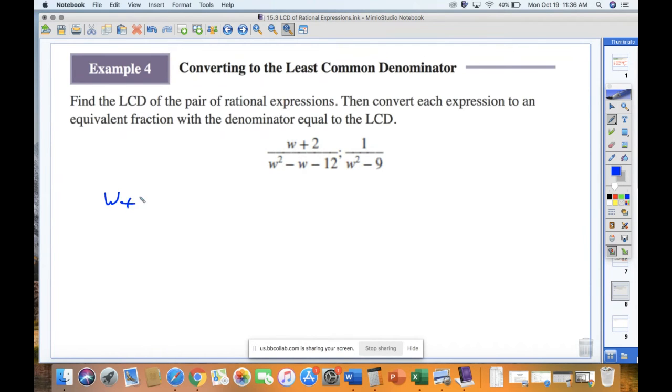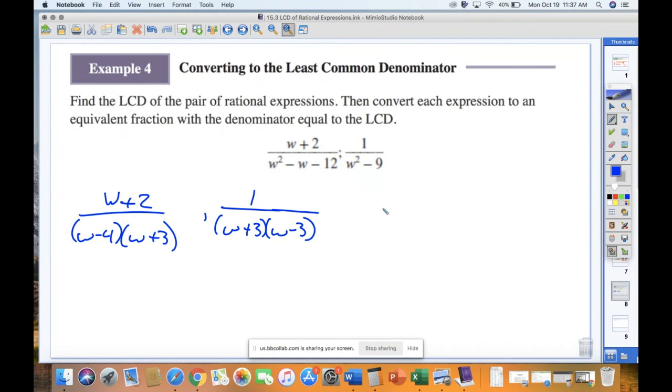So I'm going to rewrite my fractions factored. W plus 2, and this w squared minus w minus 12 is going to be, let's see, w minus 4, w plus 3. My other fraction is 1 over w squared minus 9. That is a difference of squares because it's w squared minus 3 squared. 9 is 3 squared. So I get w plus 3, w minus 3. So my least common denominator is going to be w minus 4, w plus 3.